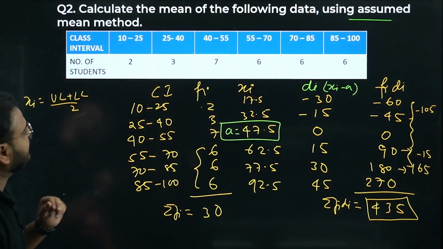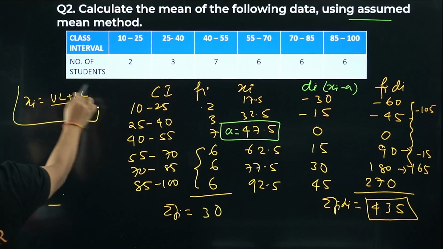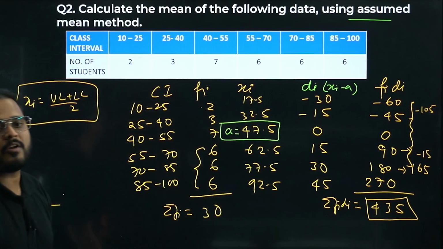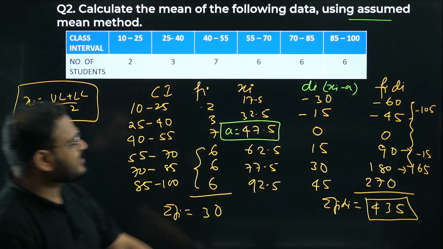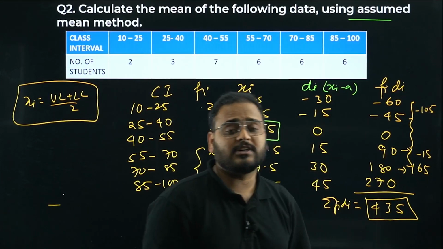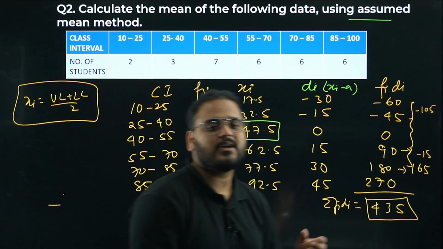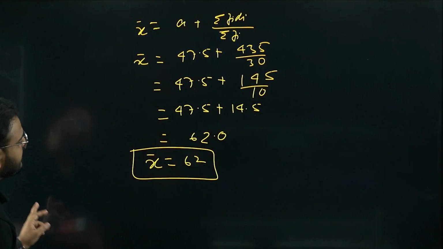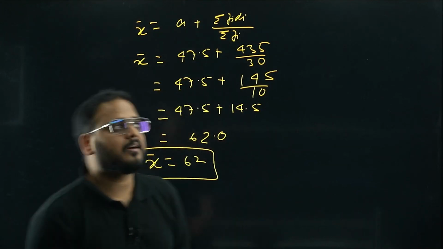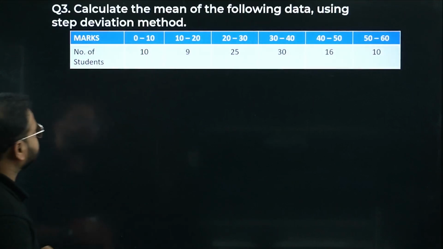Have a look. I hope all of this is visible to you. This is xi, right? Upper limit plus lower limit by 2. 10 plus 25 by 2 is 17.5. I hope all of this is clear to you. This is my way of doing addition, but you can do your way also. Just add all of this together, you're going to get the answer as 435. Do not use the calculator, you have to do it from your side only. 435 divided by 30. Answer is coming as x bar equals 62. Clear?